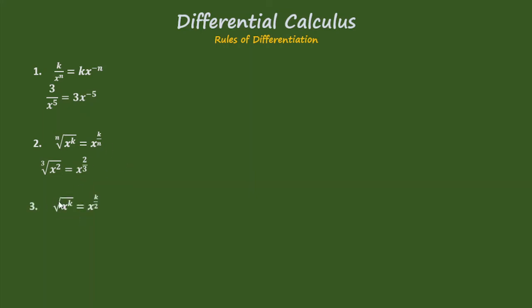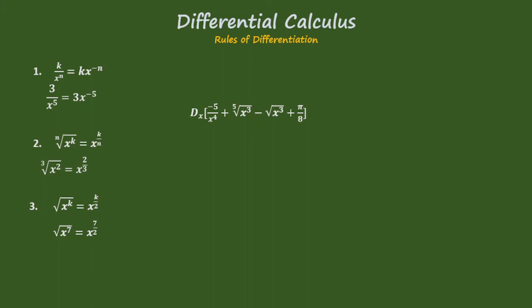So the square root of some x to the exponent k is the same as x to the k divided by 2. And then if I have an example over there, let's say you're given the square root of x to the 7. This is the same as x to the power 7 over 2.